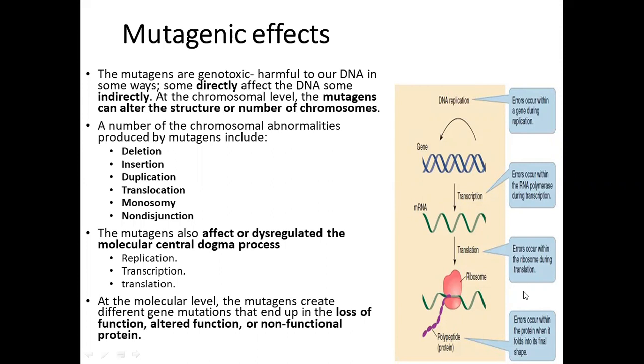And at the molecular level, these mutagens can create different gene mutations that can end up in the loss of function of a protein, an altered function, or a non-functional protein. So errors can occur within the protein when it folds into its final shape. So these are the mutagenic effects, the effects that mutagens confer.